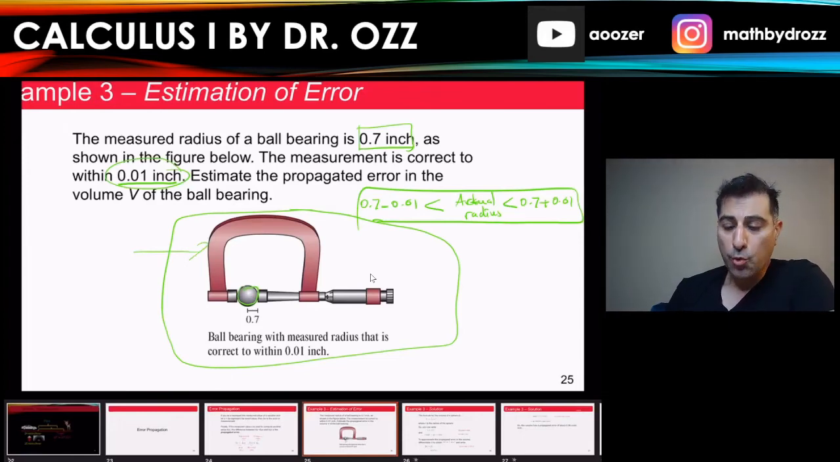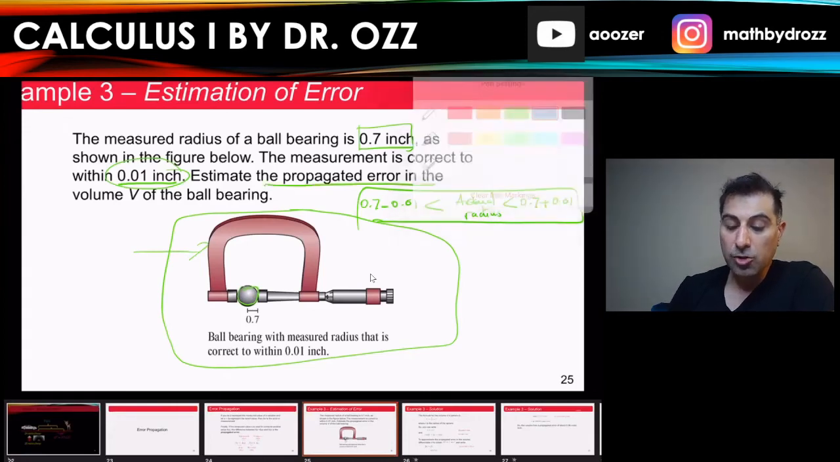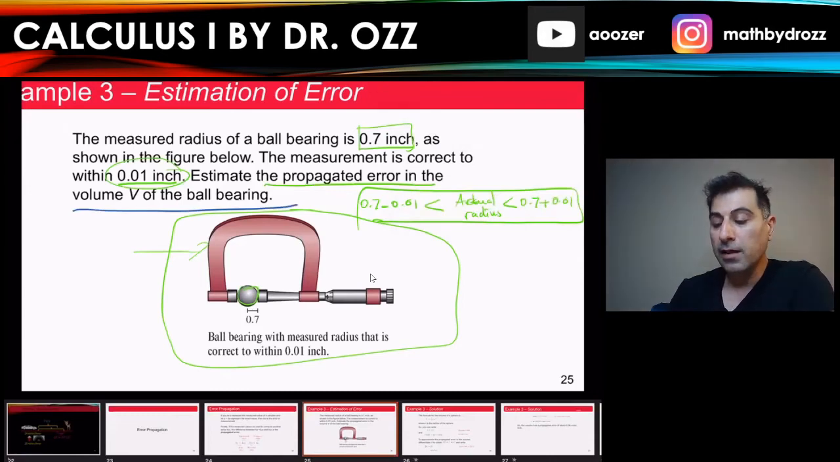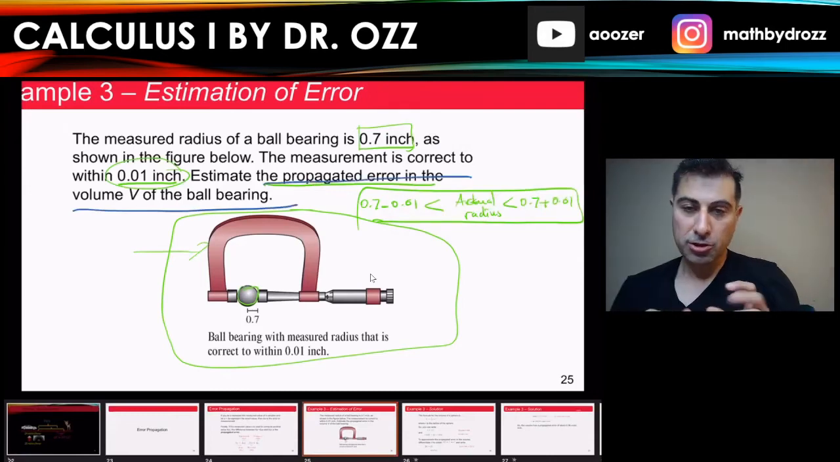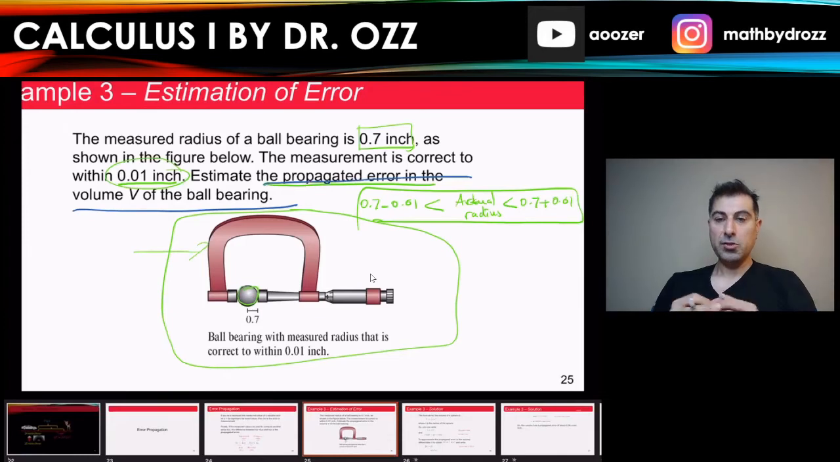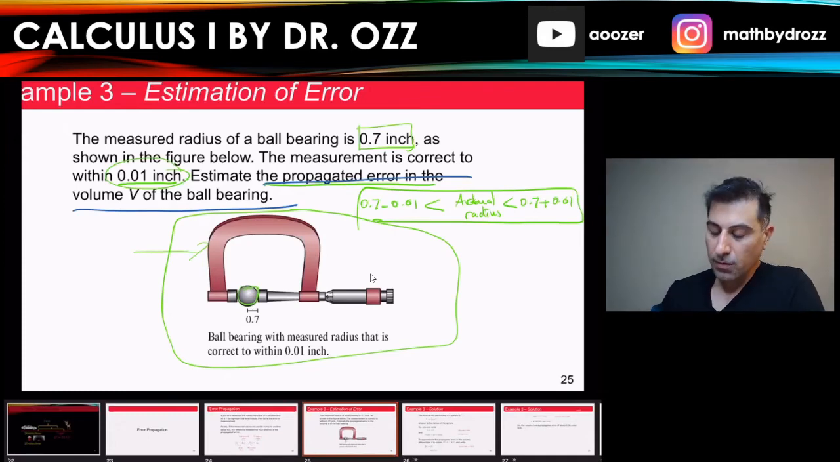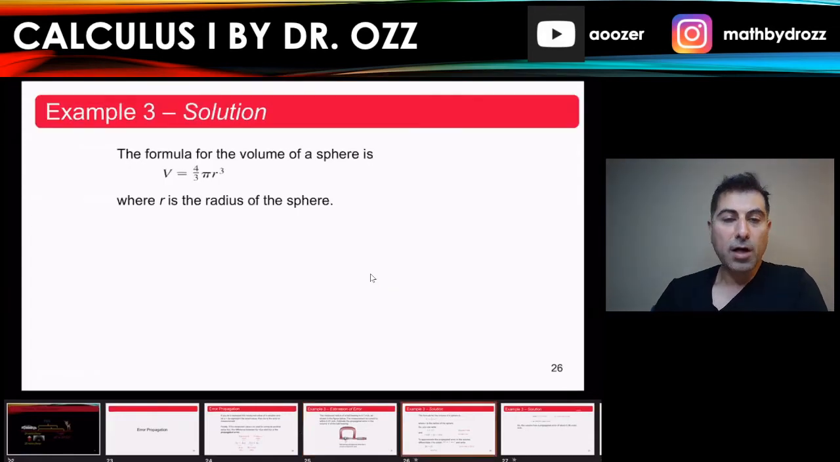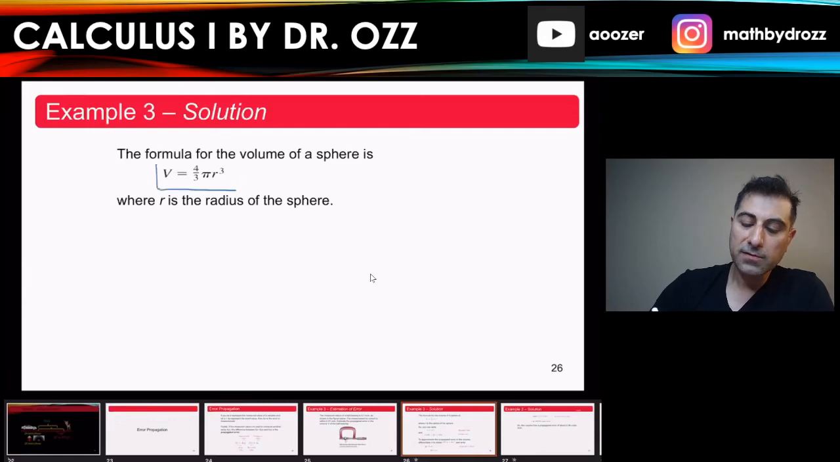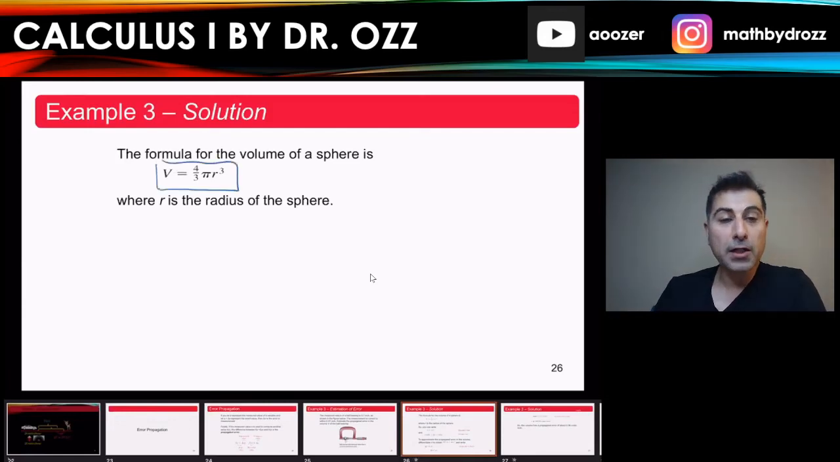If you want to know the propagated error in the volume V of the ball bearing, first we measure the radius of the ball, and we use this as an input to calculate the volume of that ball. So the error in measurement is going to cause propagated error. Let's look at that. First off, the volume of a sphere is given by this formula: V equals 4/3 pi r cubed, where r is the radius of the sphere.